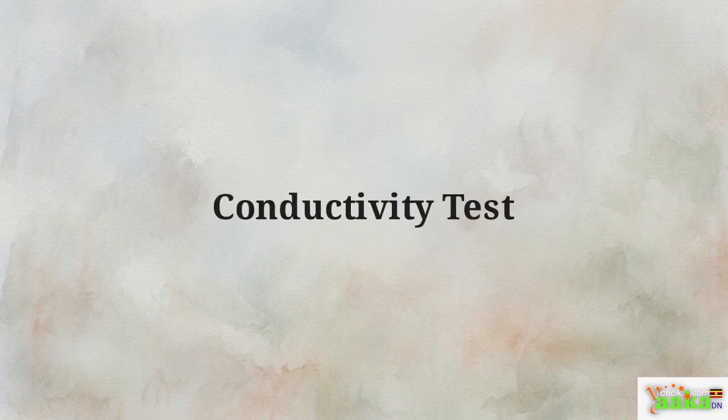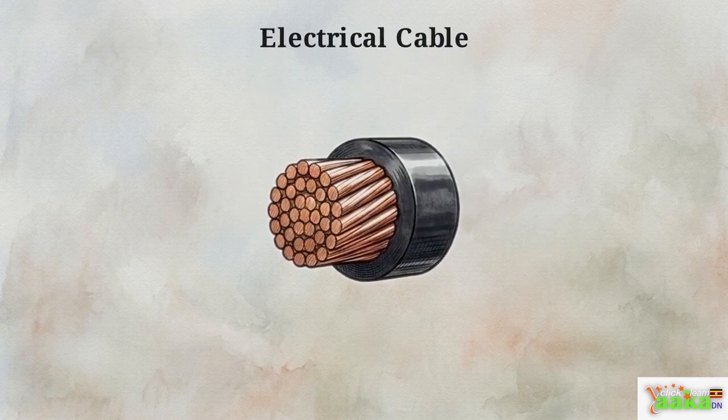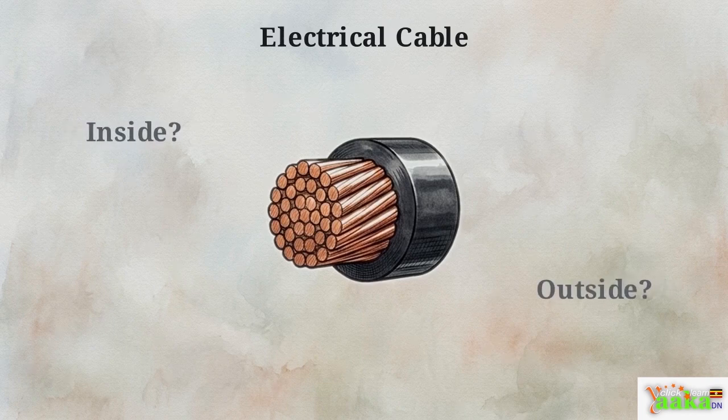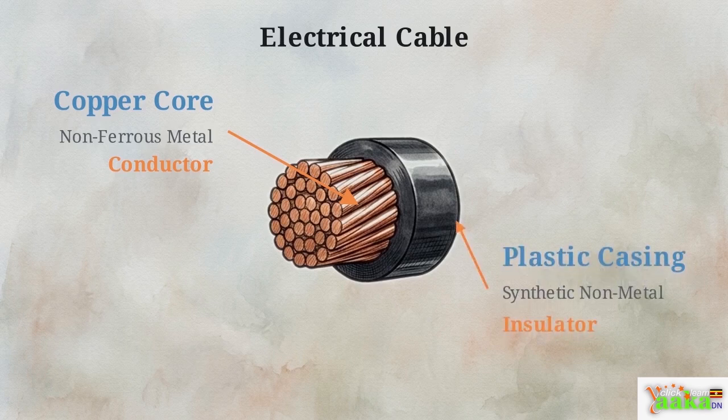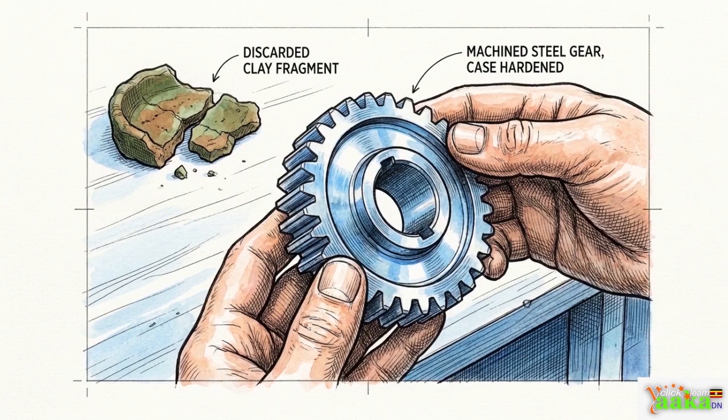Let's test this with conductivity. This diagram shows a cross-section of an electrical cable. Based on what you want electricity to do, what specific category of material belongs on the inside and what belongs on the outside? For the inside, you need a non-ferrous metal like copper because it's an excellent conductor. For the outside, you need a synthetic non-metal like plastic because it acts as an insulator, trapping the electricity safely inside. Selecting materials based on these exact behavioral traits is what separates guesswork from actual engineering.